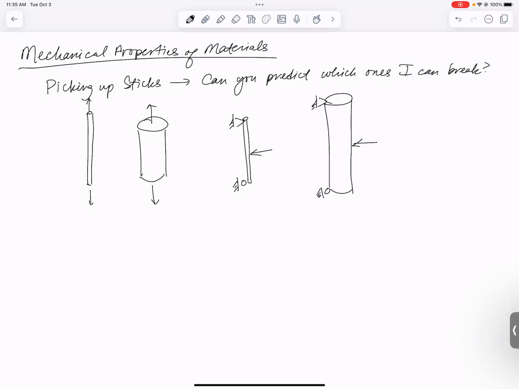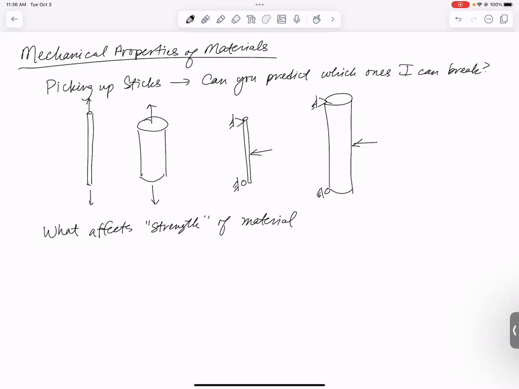So it turns out I can always find some branches that are small enough I can break, and I can find some that are big enough that I can't break. And it does make a difference whether I pull on them or bend on them. So I like to use this to introduce the topic of the strength of materials. What is it that actually affects the strength of the material?